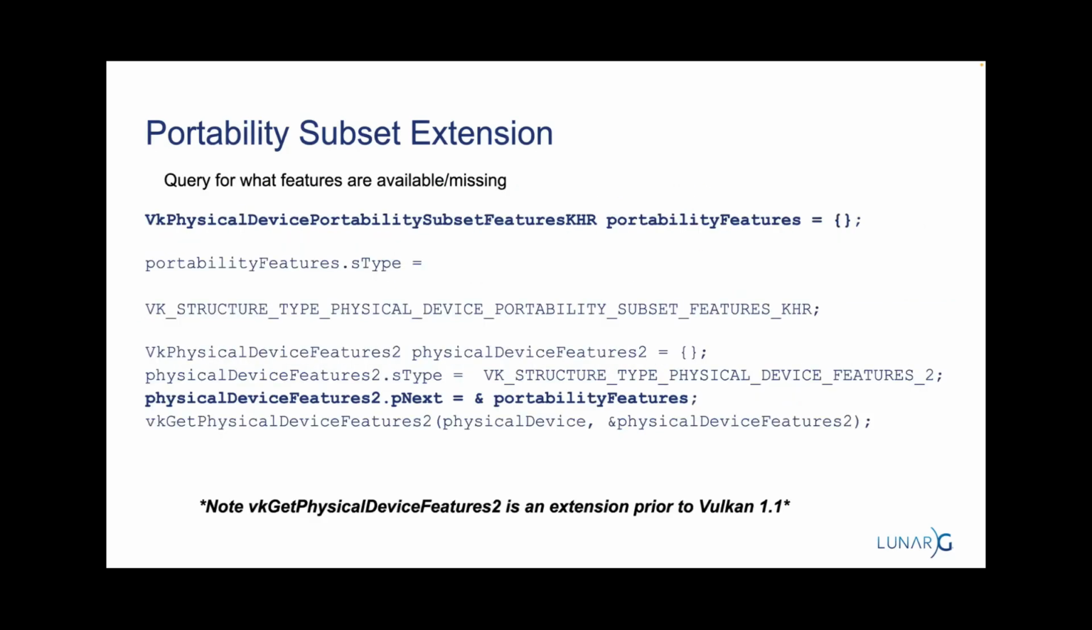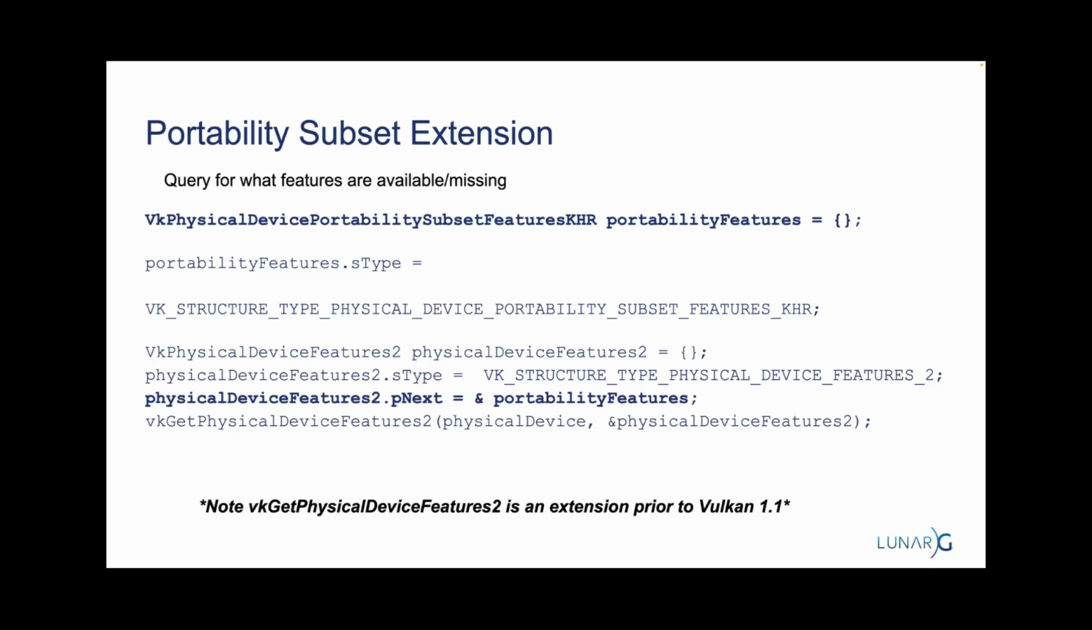So here's what you're going to do. There's a data structure called physical device portability subset features. This is part of the extension. So this extension rides on the back of physical device features two, which is another extension. It's now part of the core Vulkan 1.1 spec, and so we don't have to look for it. But the portability features goes into the pNext of your device features structure.